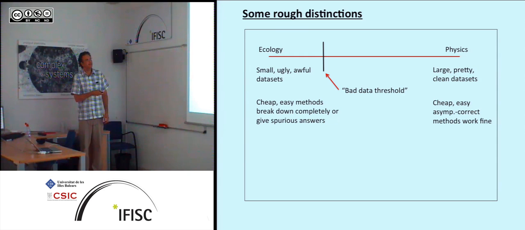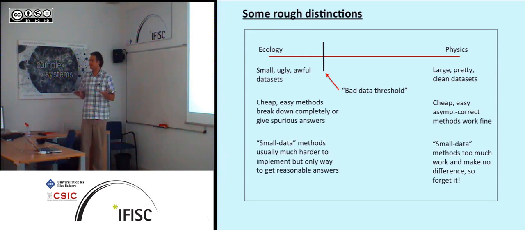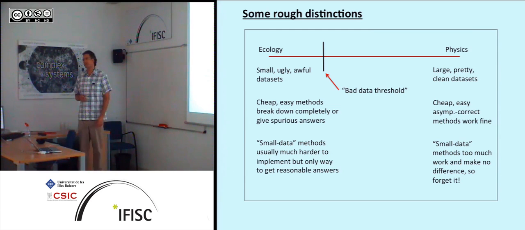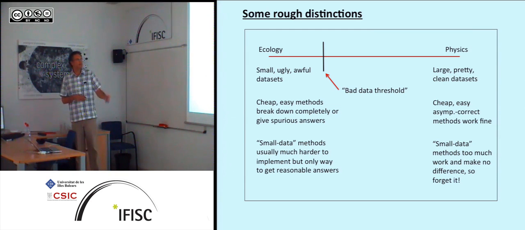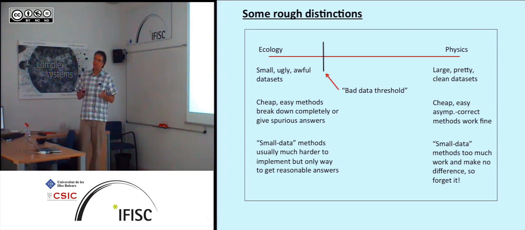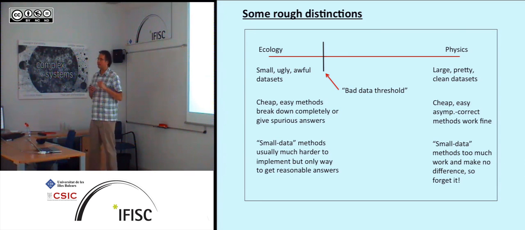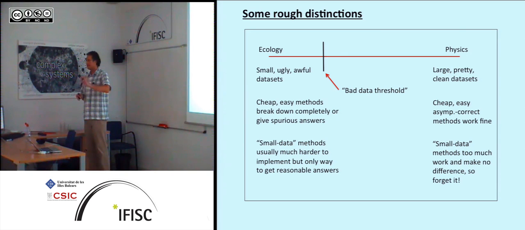On this side, when you have nice data, cheap and easy methods are often asymptotically correct. As long as you have enough data, they work fine. So why bother? Small data methods are harder to implement, they're harder to understand, they take much more effort and time to get right. So if you're closer to this extreme where you have nice data, not worth the effort. And my impression is physicists come over to ecology with that kind of mentality in mind, that it's not worth the effort, this is close enough, it's good enough, don't worry about it.